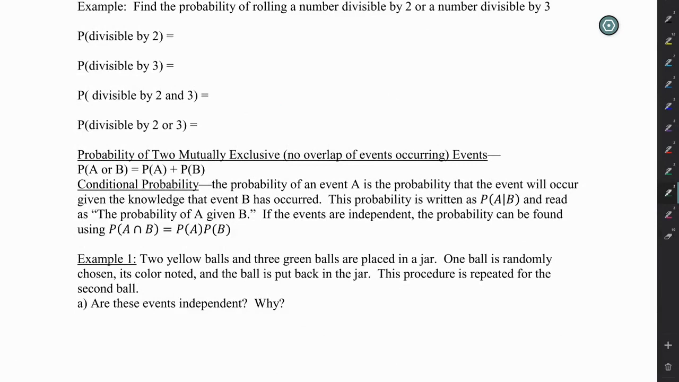So the probability of 2 events. The probability of A or B is the probability of A plus the probability of B minus the probability of A and B. This is kind of what I was talking about before with the coffee situation.